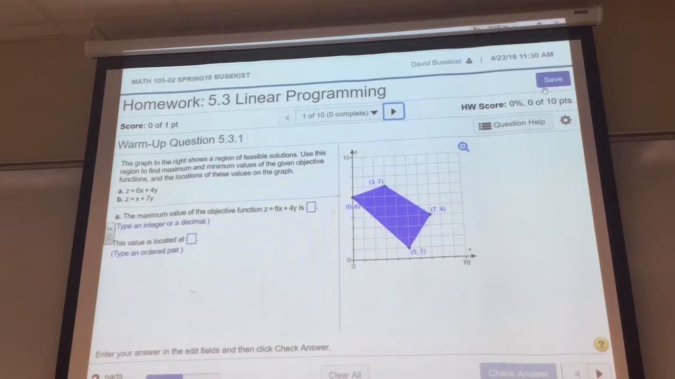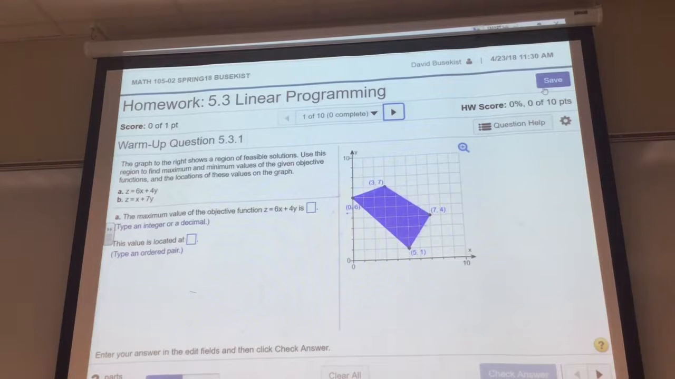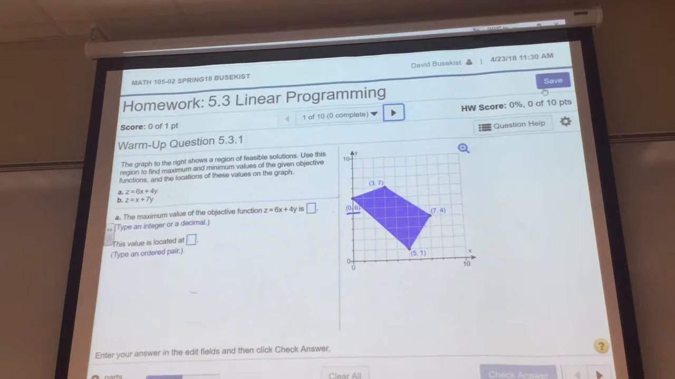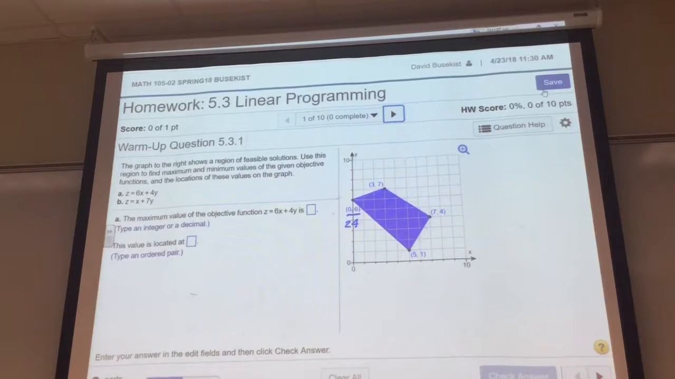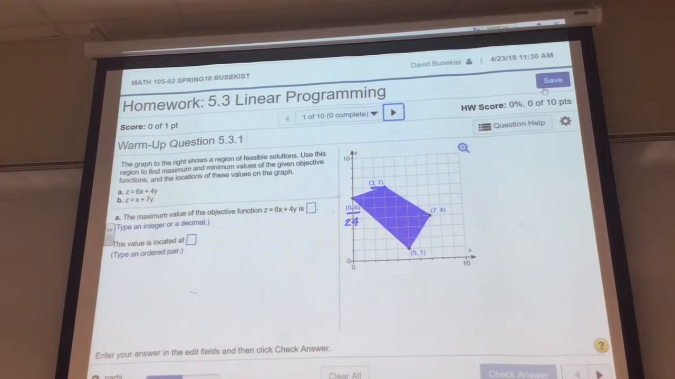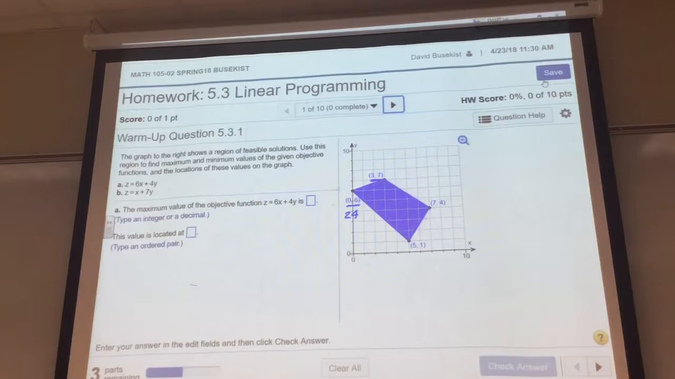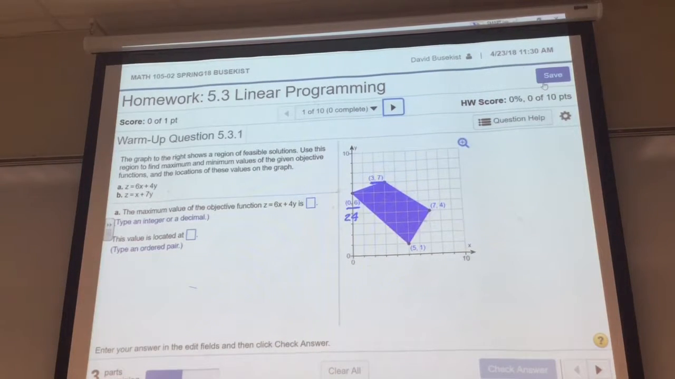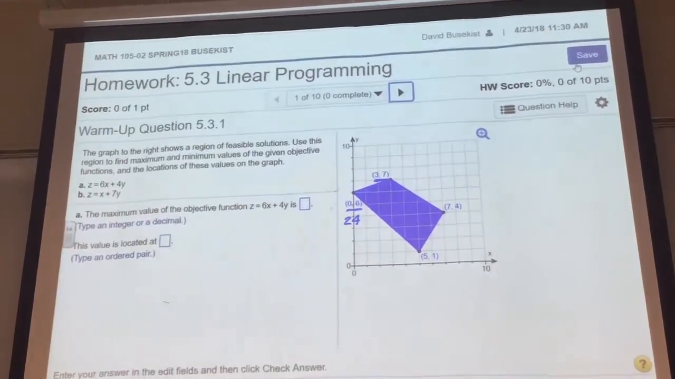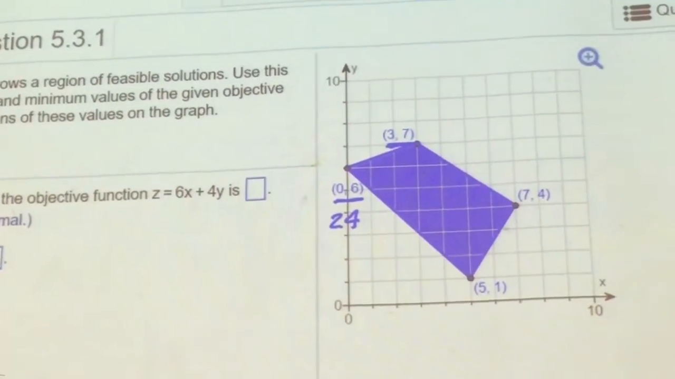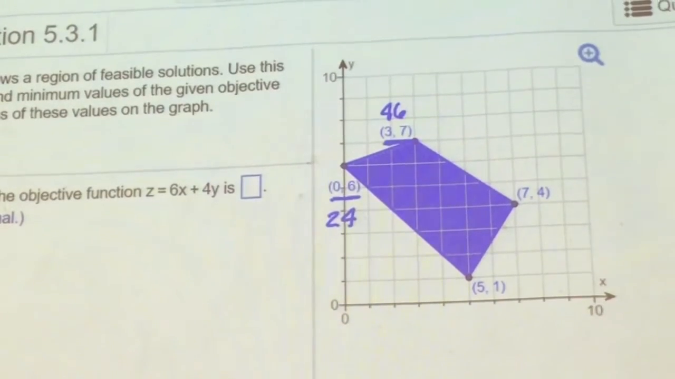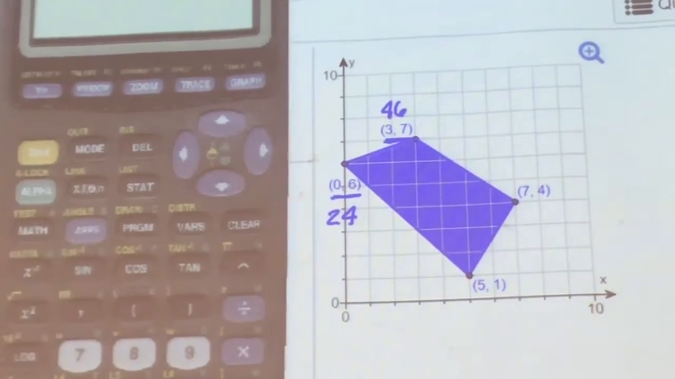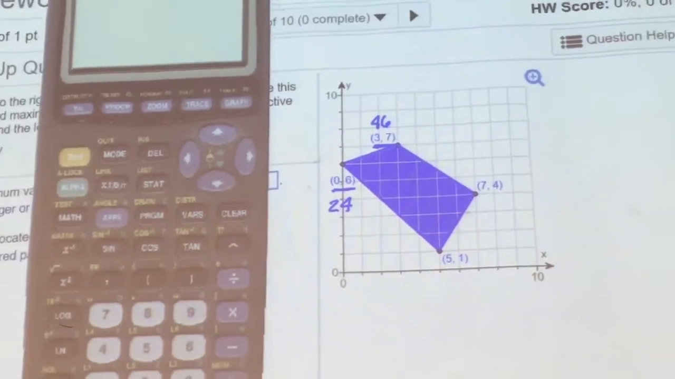If I look at 6x plus 4y, over here, 6 times 0 is going to be 0. 4 times 6 is going to give me a value of 24. If I look up here, 6 times 3 gives me 18. 4 times 7 gives me 28, excuse me. 18 and 28 give me, what, 46? Okay, you're frowning at me. So that means I should be doing this.